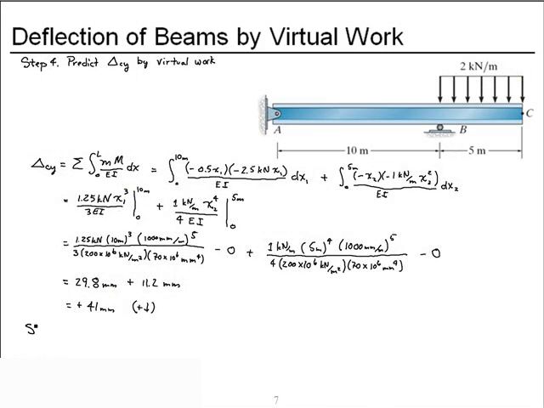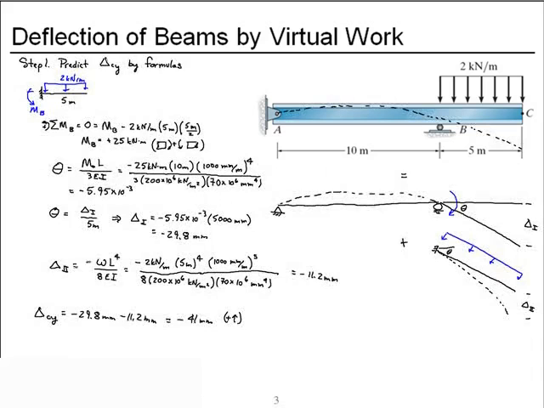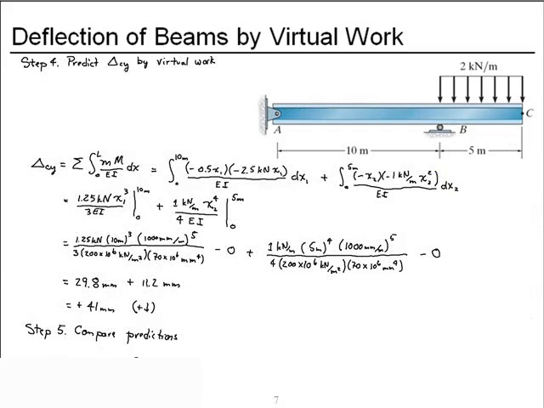Now we're ready to compare the predictions. From virtual work, we have 41 millimeters down. Creatively using the formulas from the front of the book, we have a negative 41 millimeters up, which means 41 millimeters down. So our predictions are identical. That gives me pretty good reassurance that we have a reasonable prediction of the vertical deflection at C.